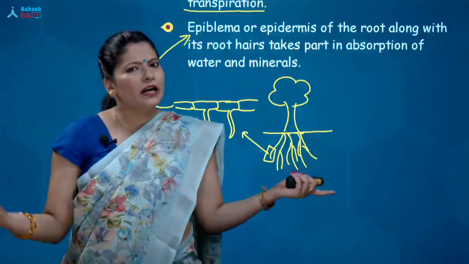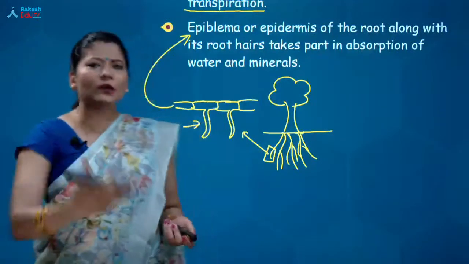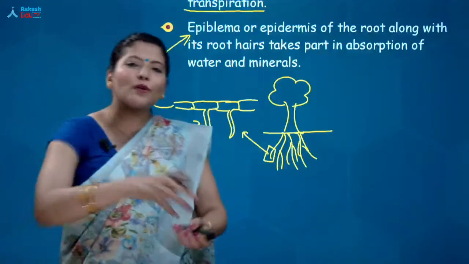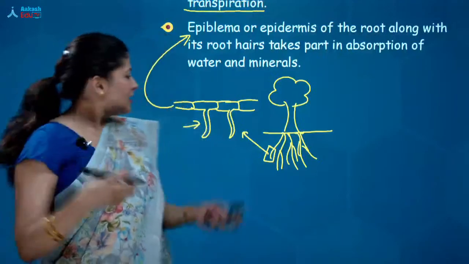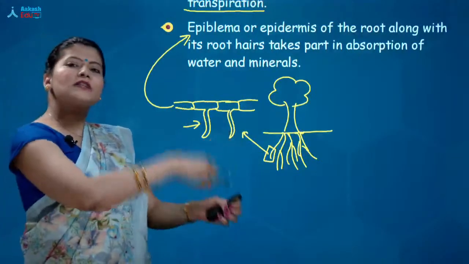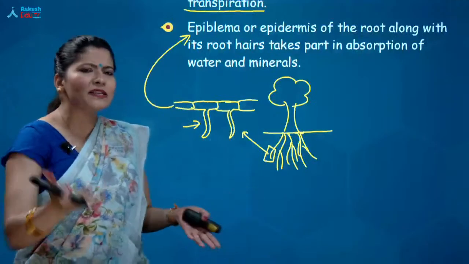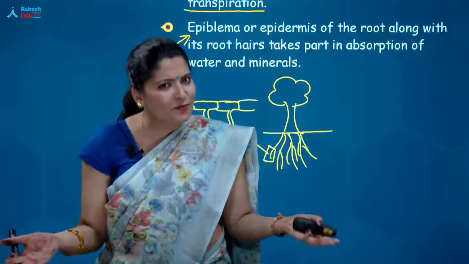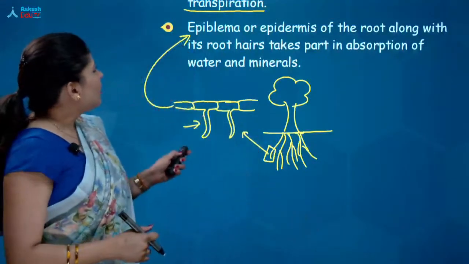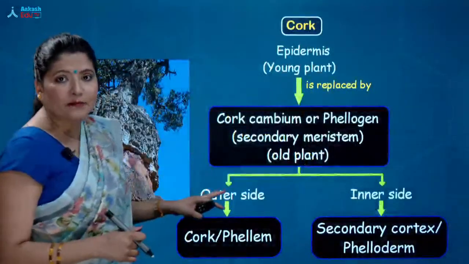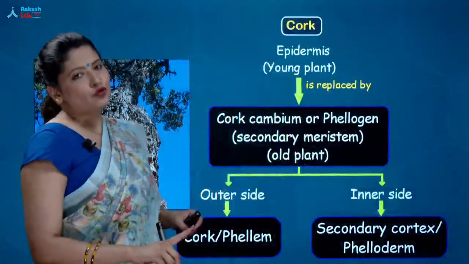and minerals. It is quite a clear function because we know very well what the function of roots is: to absorb water and minerals. So what do root hairs do? They absorb water and minerals. Hence, what will the function of epidermis be? Water absorption. Very clear. All right. So this is about epidermis, the first protective tissue.